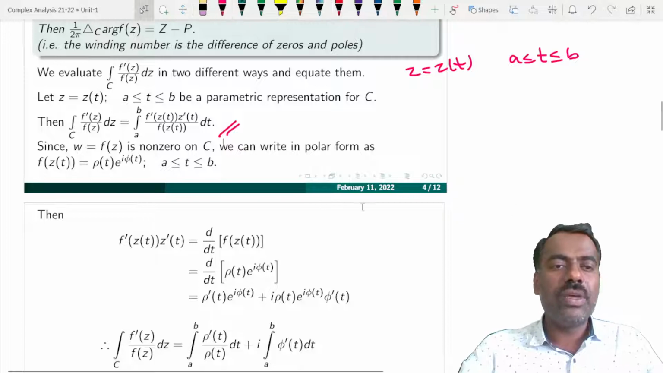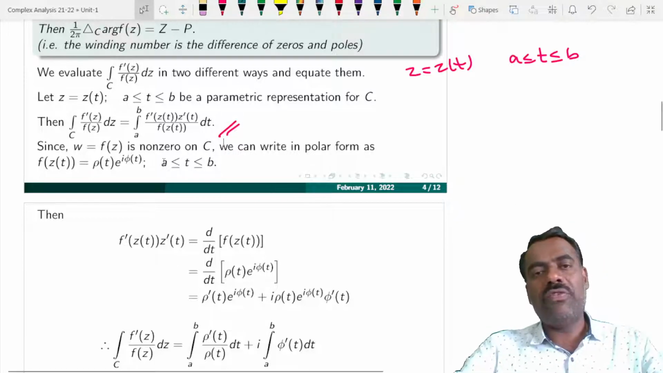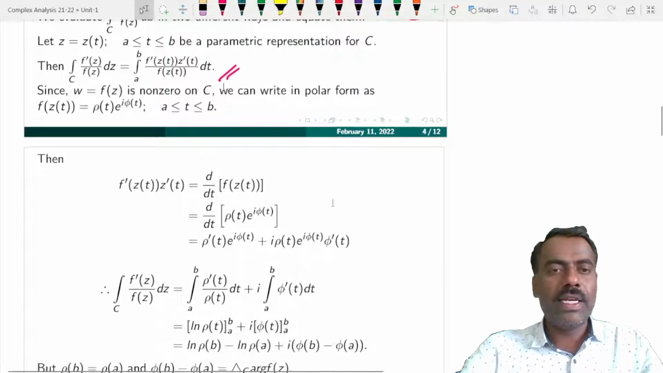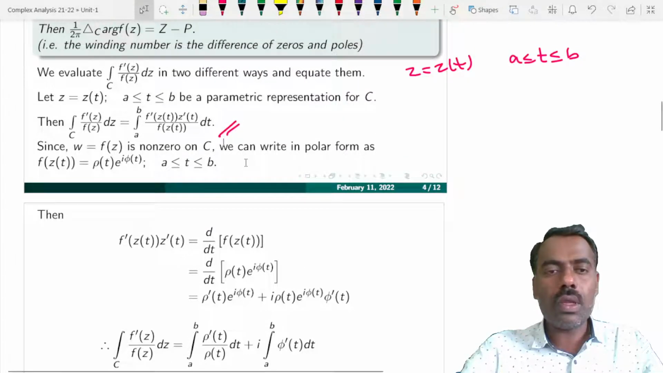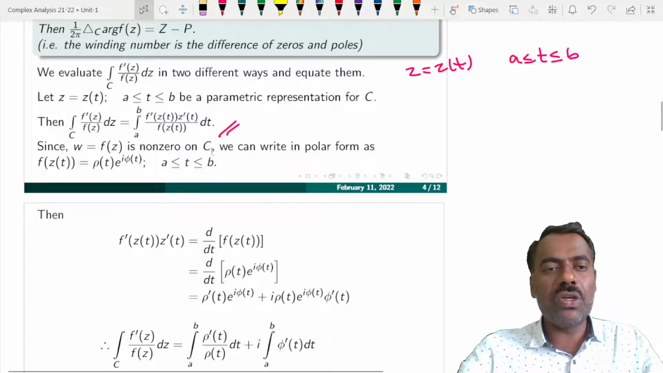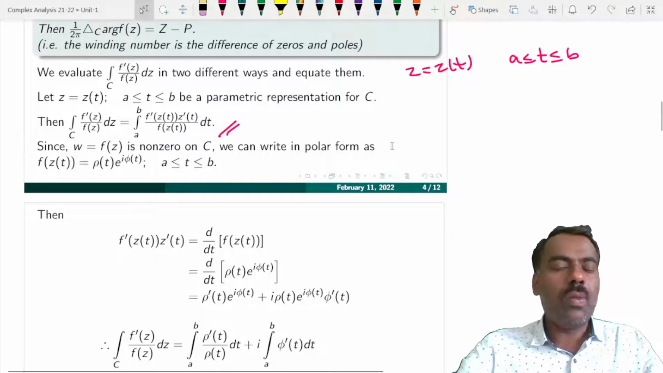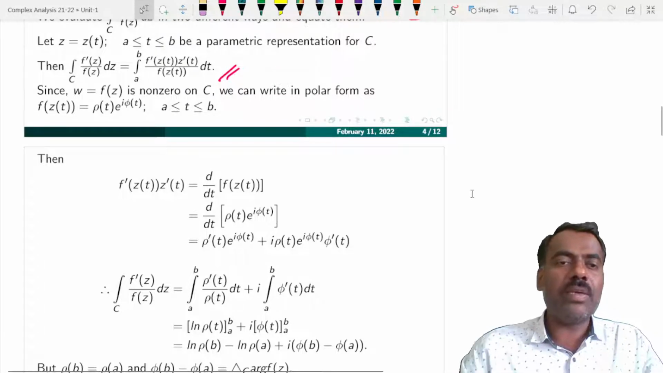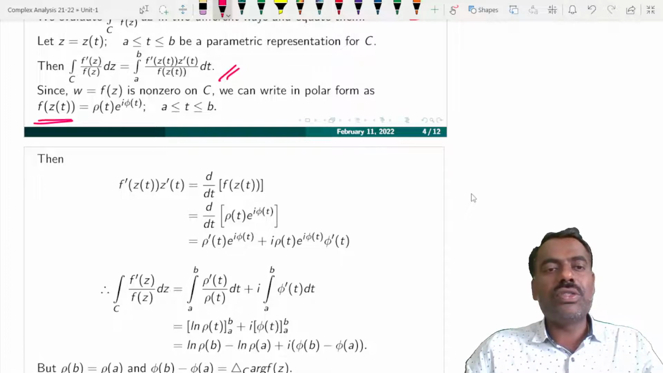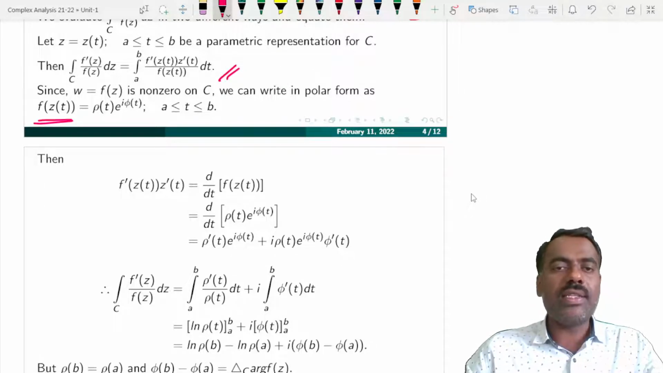Now, because f is non-zero on C, therefore w is not equal to 0 on gamma, right? So this f of w, which is equal to f of z, is non-zero. Here we should write this as gamma. This f of z is non-zero on C. We can write it in polar form, so any w we can write in polar form. That means f of z of t is rho of t into e power i phi of t, where t is from a to b, and substitute those values here.